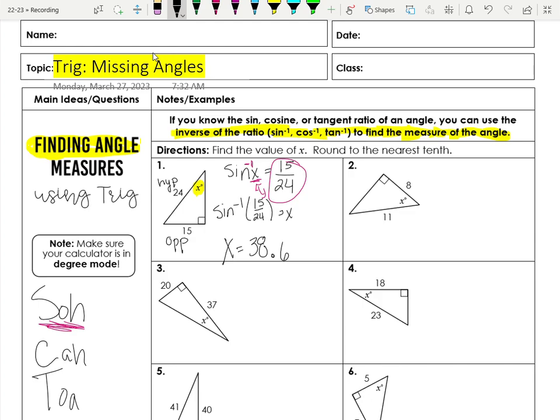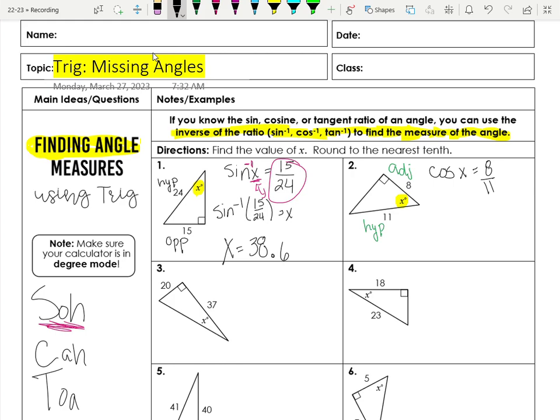Let's practice a few more. Again, we are observing from this angle because it's not the right angle. So we're observing from X. My 8 is right next door, so this is my adjacent. And my 11 is across from my right angle, making it my hypotenuse. I have A for adjacent and H for hypotenuse, which means I'm doing my cosine. Cosine of x equals A for adjacent on top, meaning 8, hypotenuse on the bottom, so my 11.